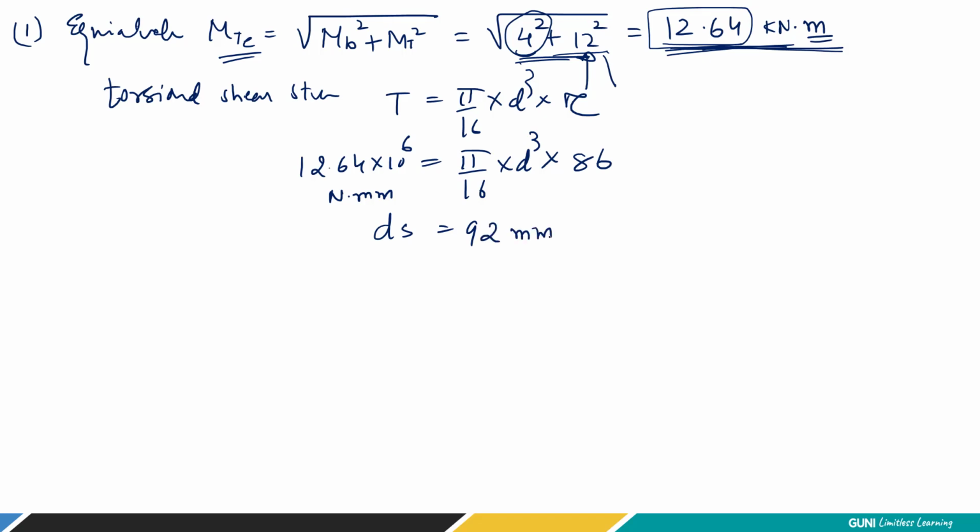Let's take it. It comes out 92. It is 90 point something, but let's take the safer side. We are taking a higher even value, that is 92. Okay. Now let's find the equivalent bending.